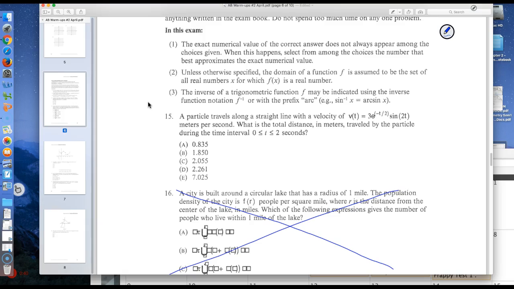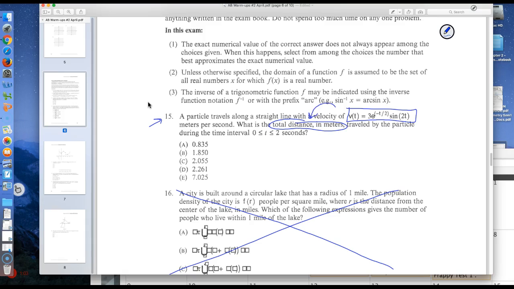So 15 is an oldie but a goodie, a particle motion question. We'll be reviewing particle motion in depth next week. It's a full day. But let's see if you remember enough to answer this one. You are given the velocity of a particle. I like to put it in a box, what I'm given, and then it asks me the total distance. I usually like to circle that.